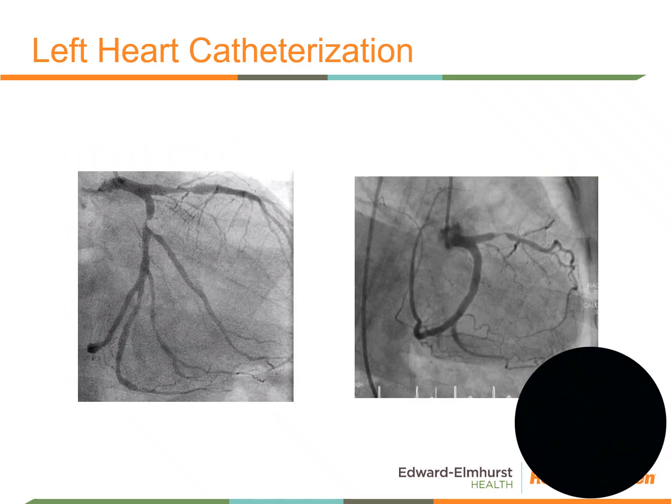And then there's also these additional pictures. This is the left coronary system. We can see some blockages. The left picture is of the circumflex, and the right picture is of the LAD.